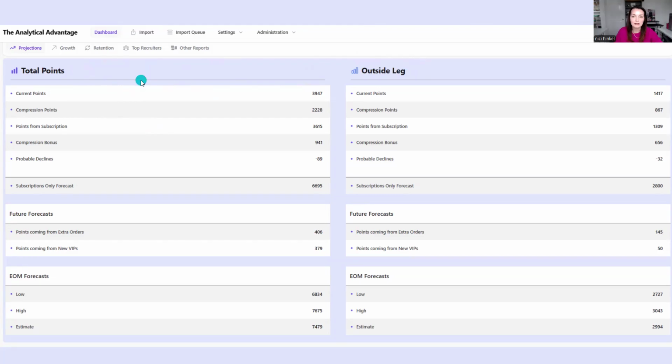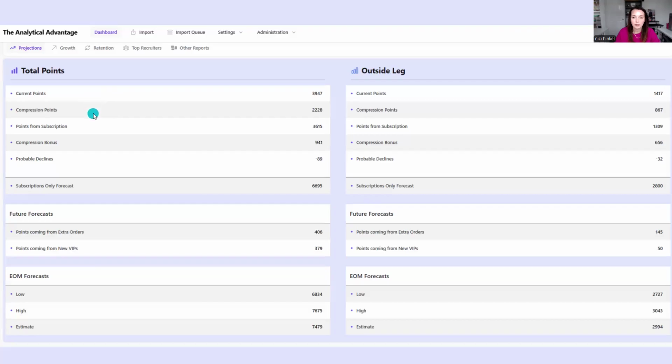That way, you can see both. Some people are only interested in their total points, and others struggle with their outside leg and may need to be putting a lot of focus into that leg also. And this is why all of our reports are going to show you both perspectives. So under total points here, it starts with your current points, and that's where your current points are at right now when you uploaded those reports.